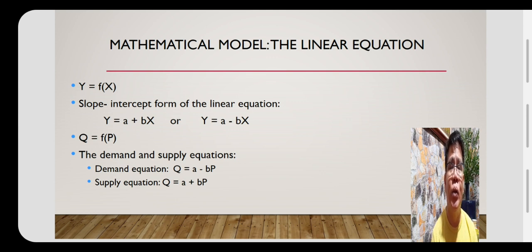Now, take note that there are coefficients that are involved. We have b as the coefficient of x. Or shall we call a and b the parameters? These are the parameters actually in a given equation. So b, as the coefficient of x, is actually referring to the slope of the equation.